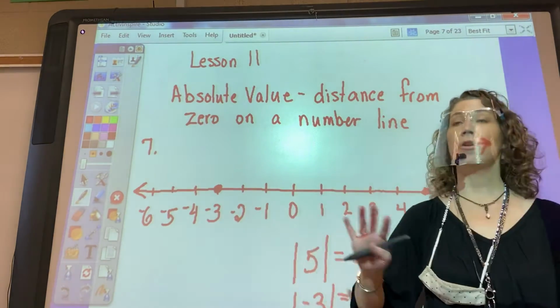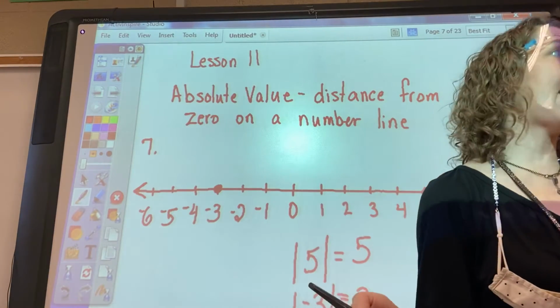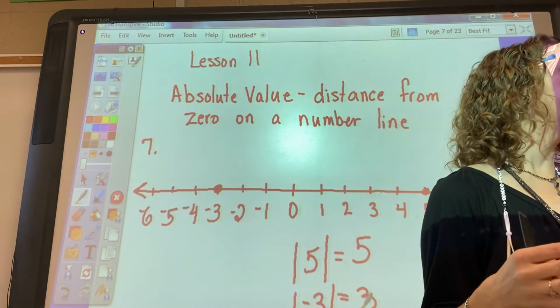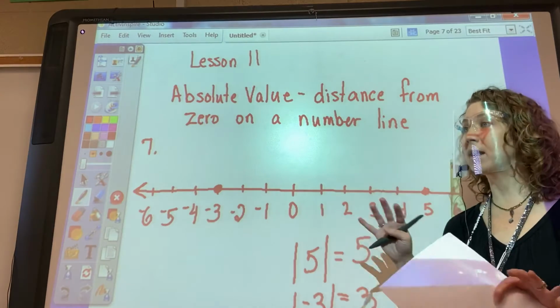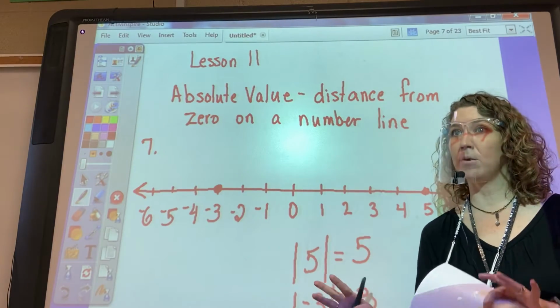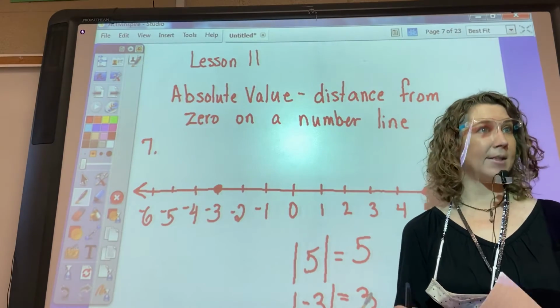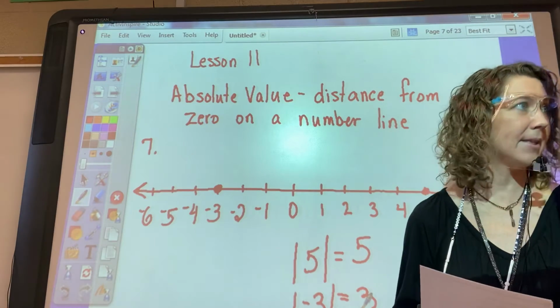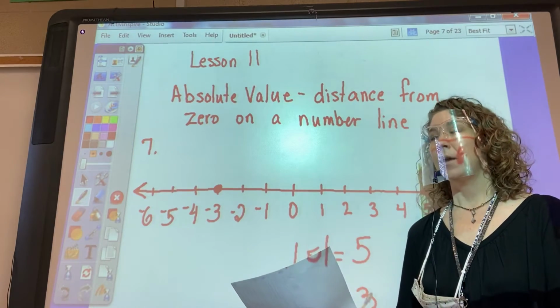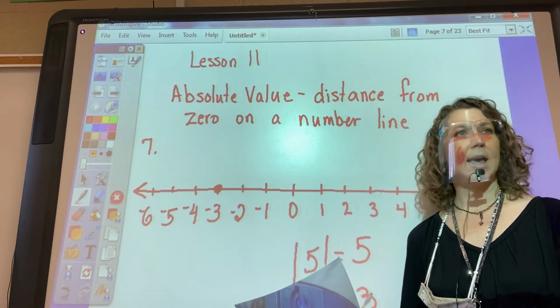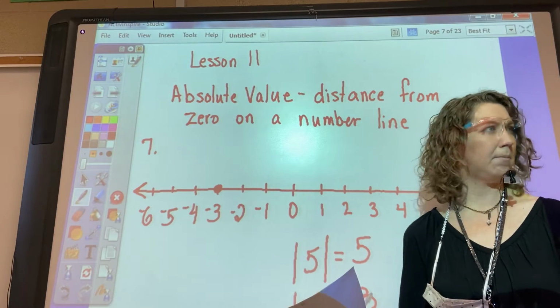And it doesn't matter if you go left or right, so there's no negative value. That's the one thing just to get in your head. There's no negative value when you're talking about absolute value. It's always going to be positive because you're counting the steps. And really there's no way to do negative steps unless you go back in time.